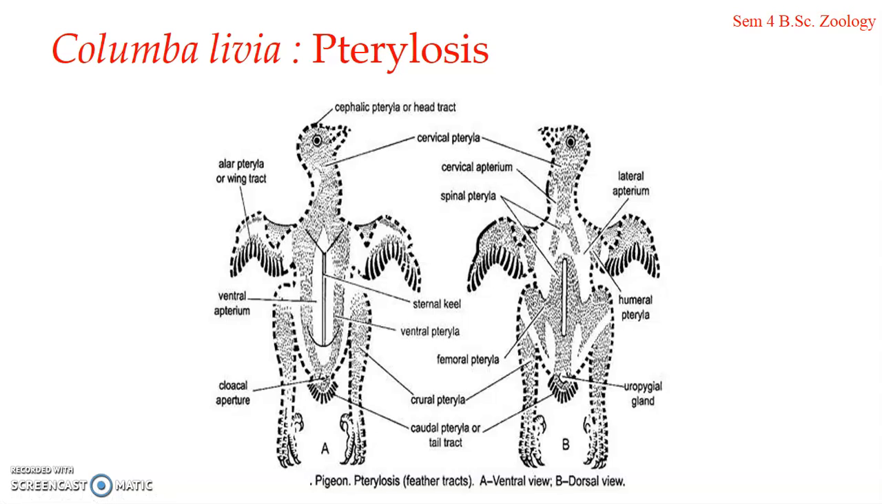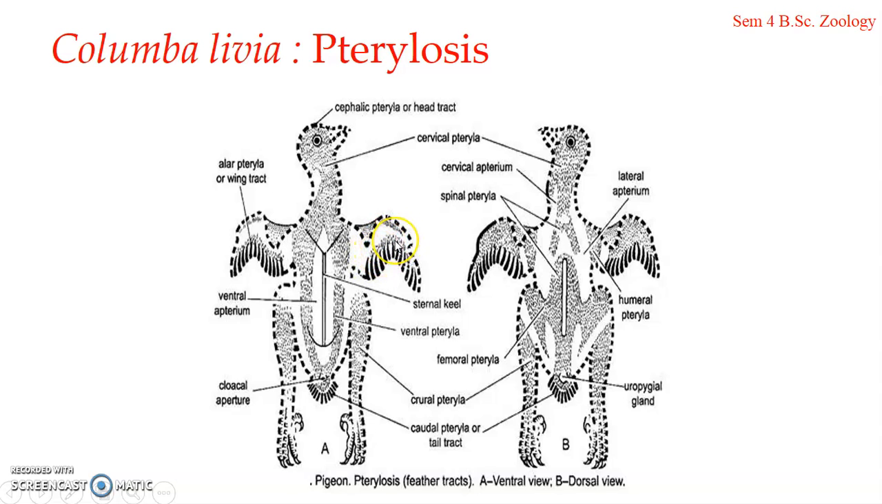Then we have the ventral pteryla. You can see the two tracts on either side. The ventral pteryla is a double tract with one branch running along each side of the breast. Then we have the wing or the alar pteryla. This one is humeral, while this one is the wing. Along the anterior end, the humerus, the upper arm, is the humeral pteryla, while this part is the wing pteryla. It is composed of remiges with their coverts.